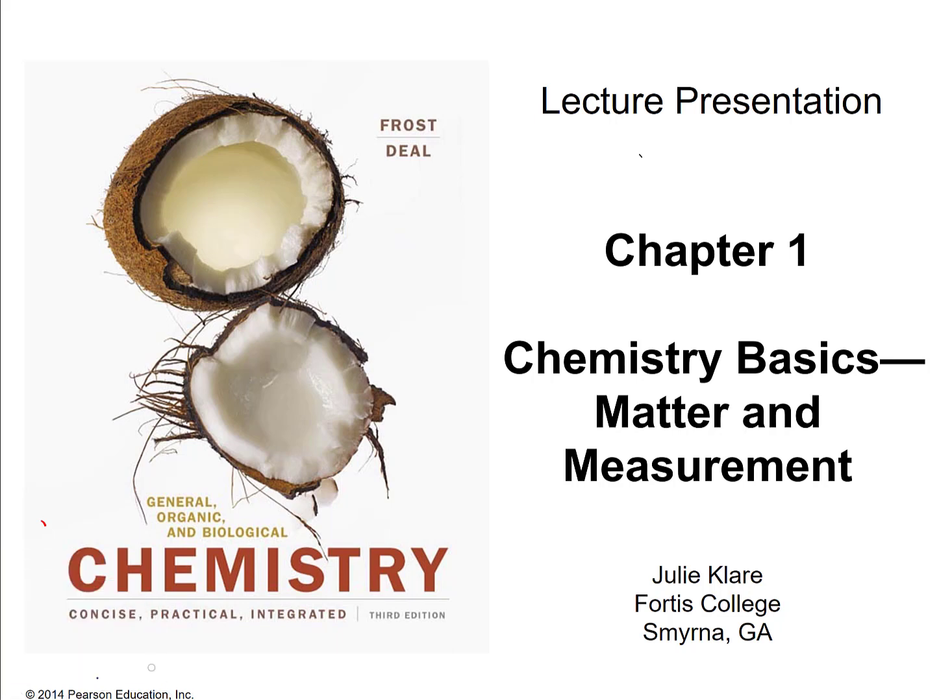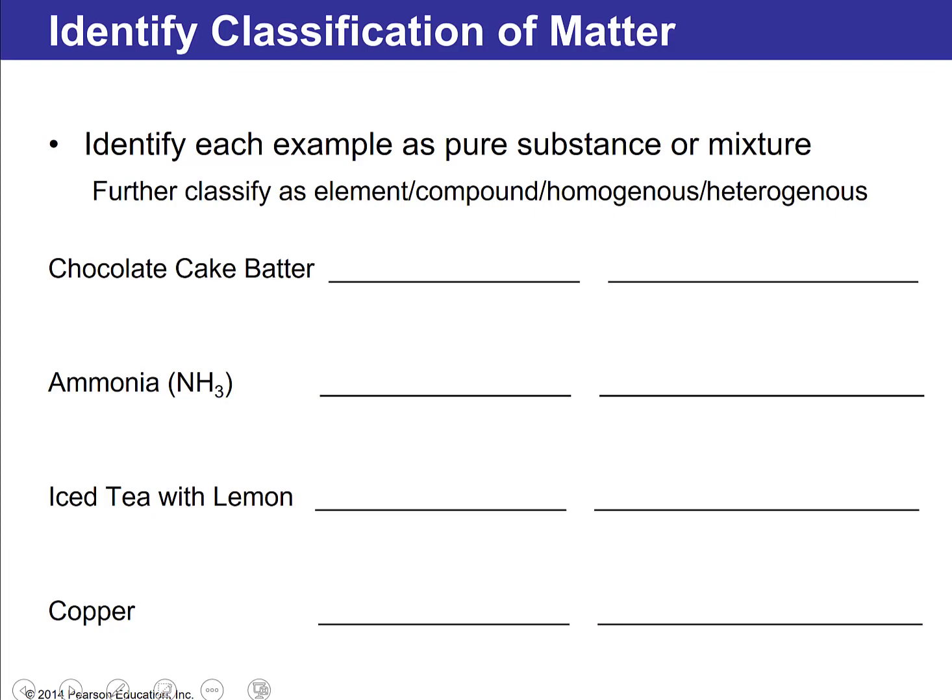Okay, so the first one, this is from the very first lecture looking at classification of matter. The question says identify each example as a pure substance or a mixture. If it's a pure substance, then I want you to identify it as an element or a compound. If it's a mixture, you'll identify it as a homogeneous or heterogeneous mixture. So if it's a pure substance, it's one of these. If it's a mixture, it's going to be one of those.